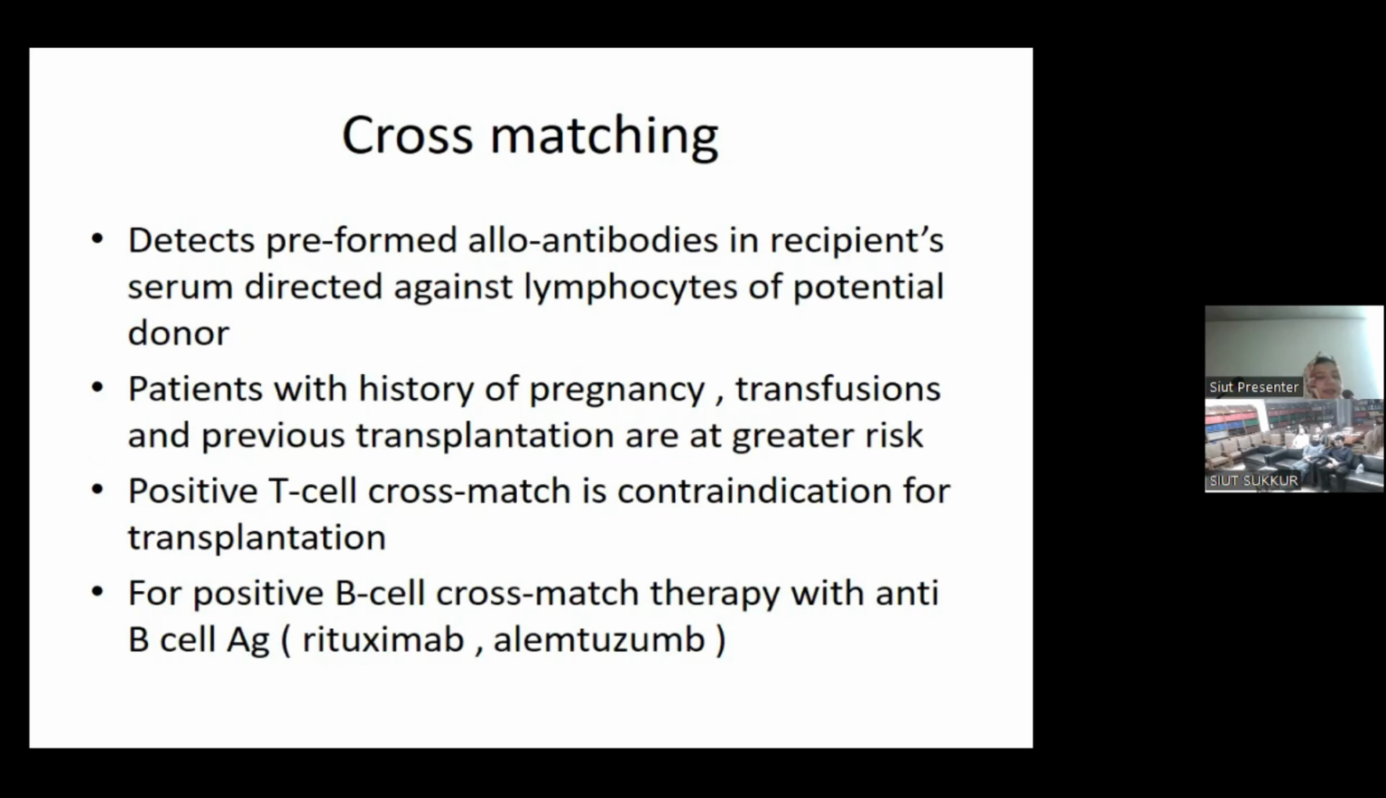Cross-matching detects preformed alloantibodies in the recipient's serum directed against lymphocytes of the potential donor. Patients with a history of pregnancy, transfusions, and previous transplantations are at greater risk. A positive T cell crossmatch is a contraindication for transplantation, whereas for a positive B cell crossmatch, we can do therapy with anti-B cell agents, which include rituximab and alemtuzumab.